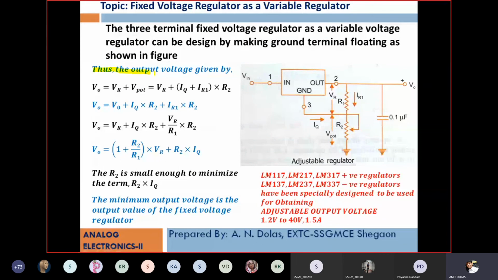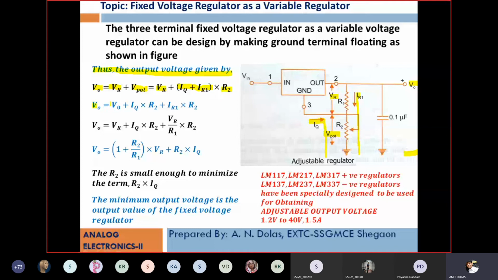is, thus the output voltage remains constant, that is output voltage, this one VO towards ground, of course, VO is equal to VR, means voltage across the output terminal of IC, I highlighted, and VPOT, voltage across the potentiometer R2, where VR is fixed, say 5 volt for 7805, plus how to calculate VPOT, potentiometer voltage. It has a current IQ passing through, and IR1 passing through. So IQ plus IR1 is current passing through R2. So IQ plus IR1 into R2 will be voltage across R2 potentiometer.